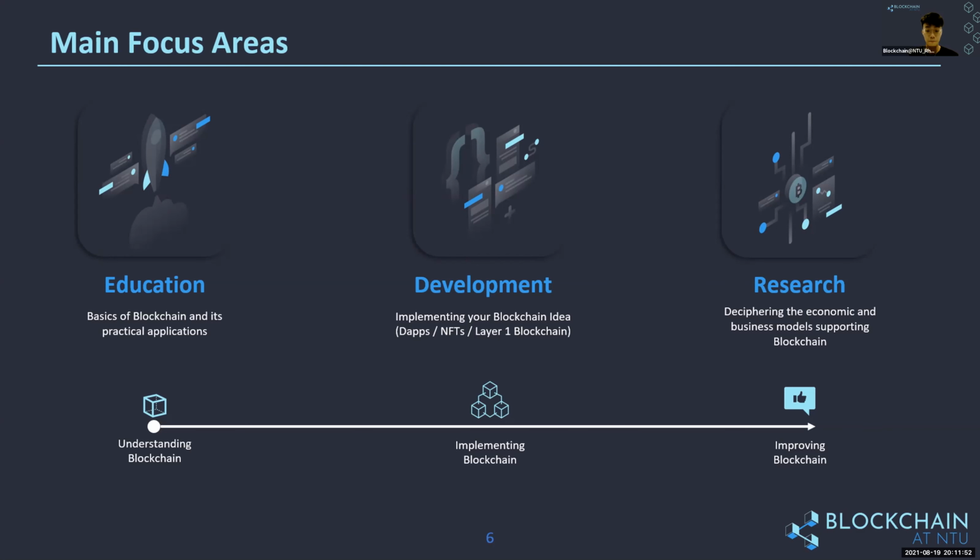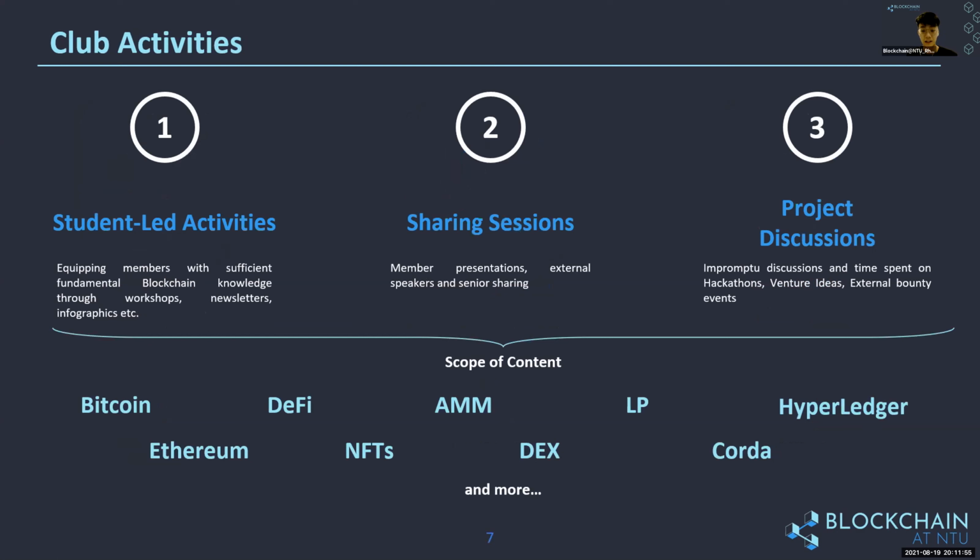For our club activities, we have 3 main categories: student-led activities, sharing sessions, and project discussions. Student-led activities refer to our internal workshops held by the Exco team, which has a planned schedule as I will be elaborating on shortly. Sharing sessions include member-led presentations and talks by external speakers or seniors. Lastly, project discussions include the time allocated to hackathons or even discussions about new blockchain startup ideas. Regarding the content thus far, a few keywords will summarize most of the topics that we'll cover throughout the year.